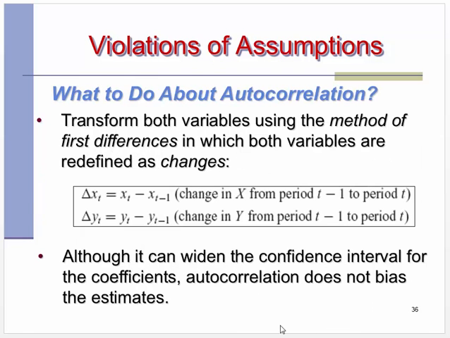Okay? What to do about autocorrelation? You can transform both variables using the method of first differences, in which both variables are redefined as changes: delta x_t, the change from the previous period, and delta y_t. You can transform that. Although it can widen the confidence interval for the coefficients, autocorrelation does not bias the estimates.